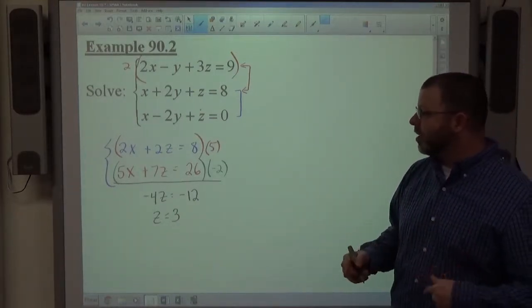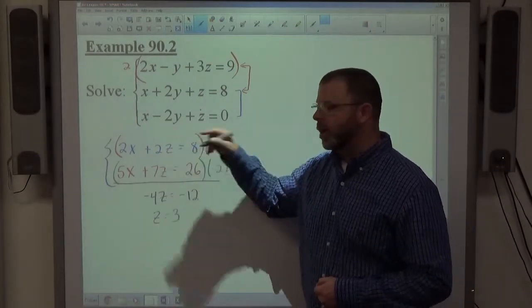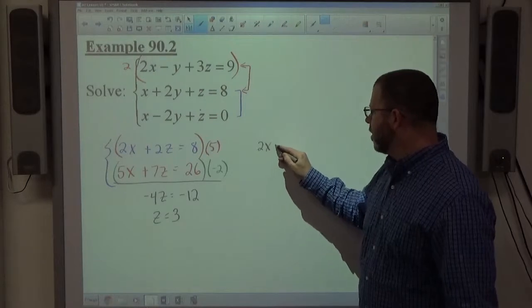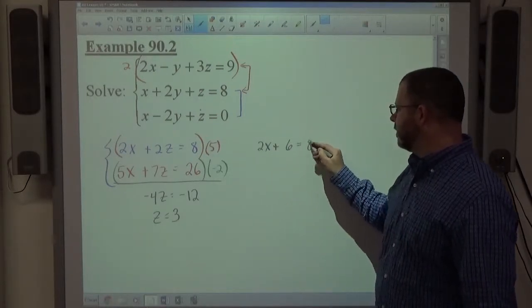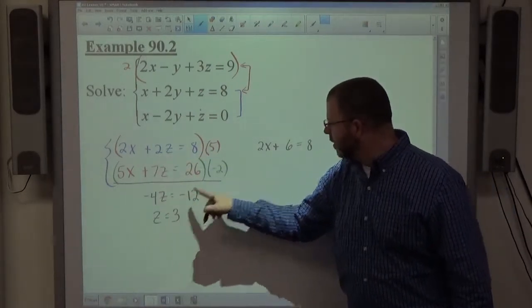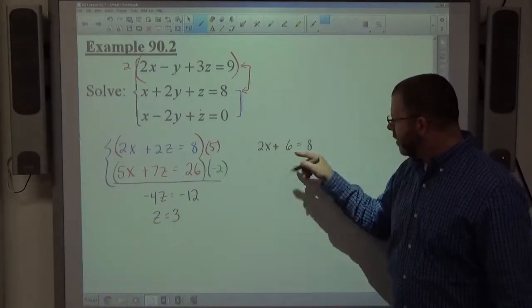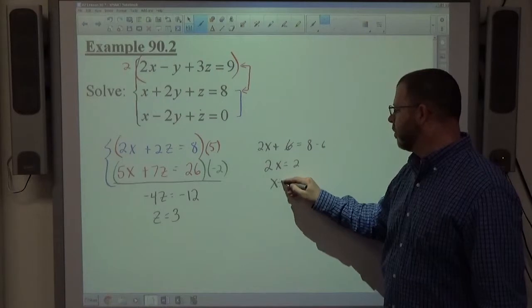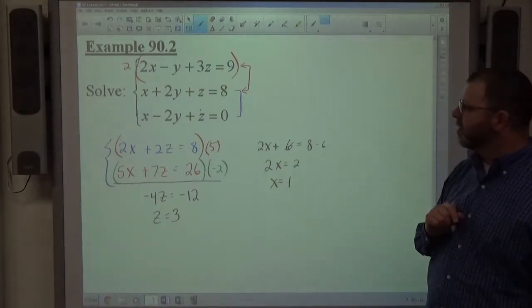Once I know what z is, I can go back to either one of these 2 equations. I'm going to go to the blue one, it looks friendlier. And I know that 2x plus 2z is equal to 8. And notice 2 times 3 is equal to 6. Move the 6 over, I get 2x is equal to 2. Divide by 2, I get x is equal to 1. Just like that, I have x and z figured out.